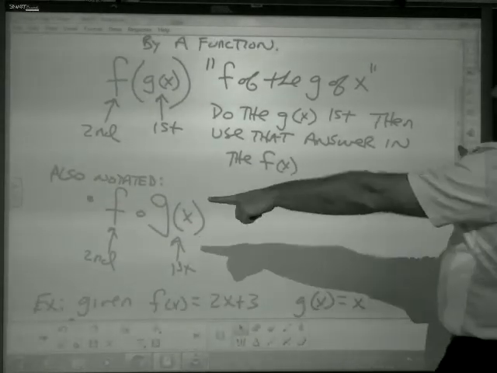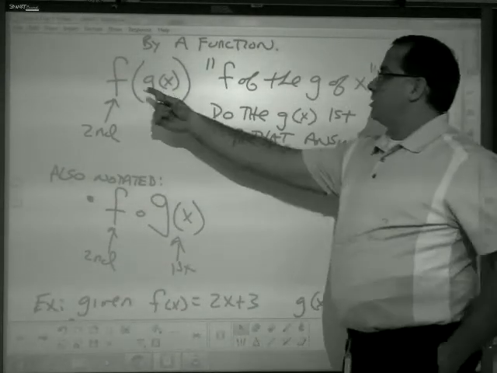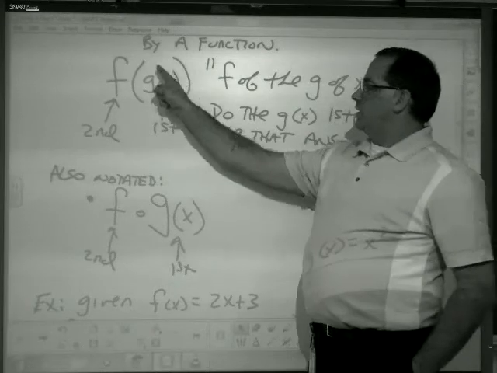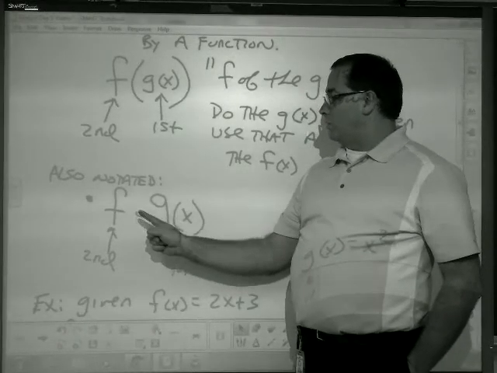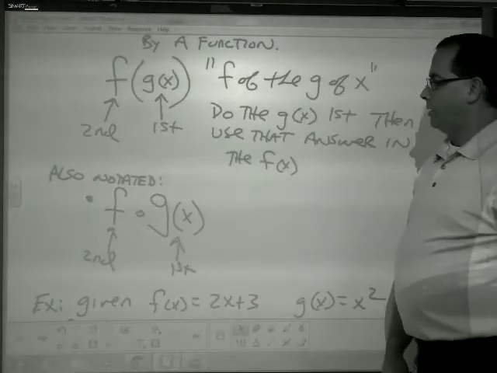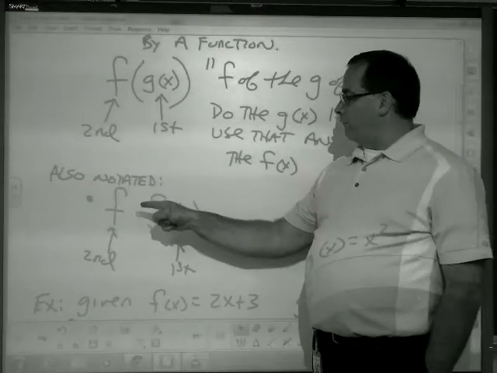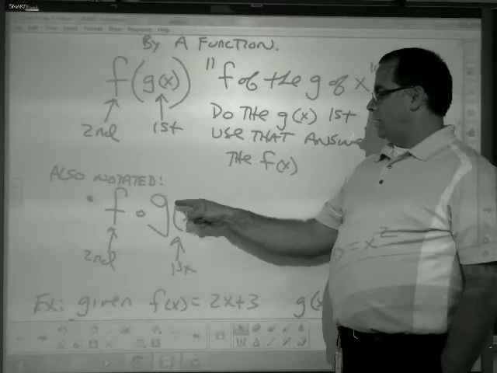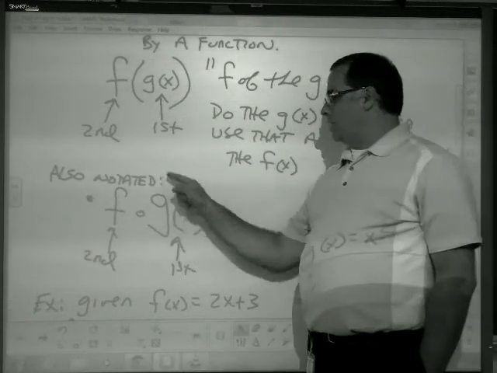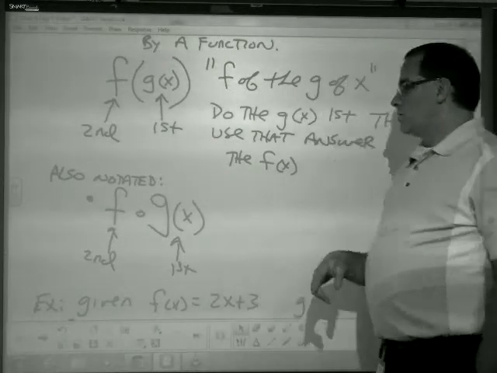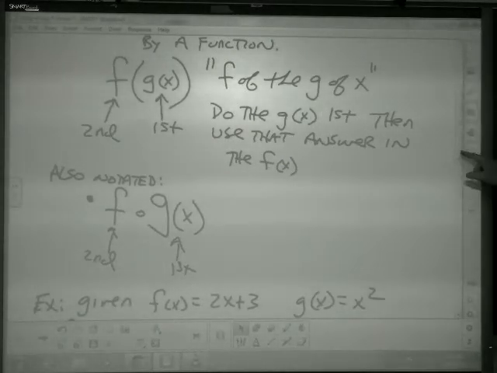Let's also notate it just real quick. See how this has a big set of parentheses and then the g of x is inside it? I could use this open circle, which I believe you used in geometry. So the f of the g of x, again, do this first and then apply this into the f. So let's take a look at an example.